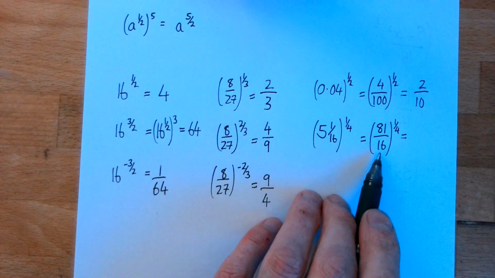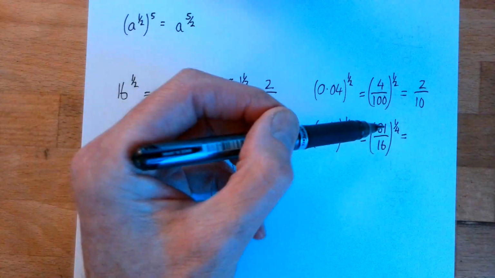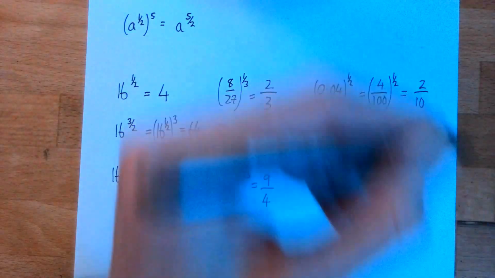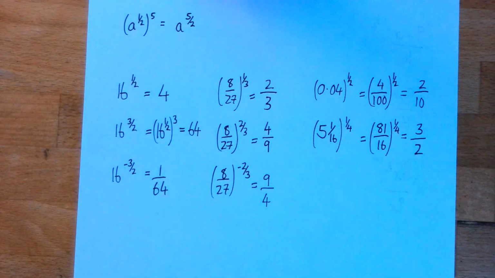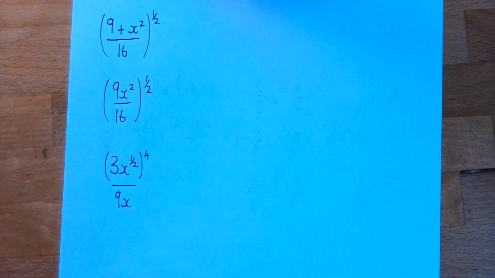So this is 81/16. The fourth root, well, we're asking what number to the power of 4 gives me 81, and that's 3. What number to the power of 4 gives me 16? That is 2. Well done if you got those. Okay, so let's take it on a step of difficulty.